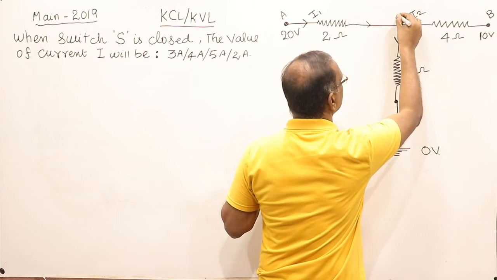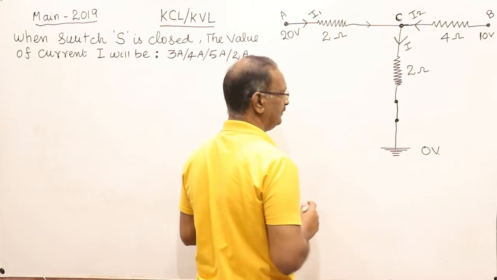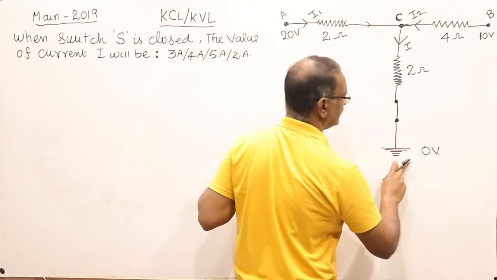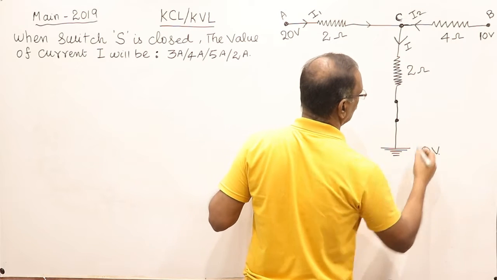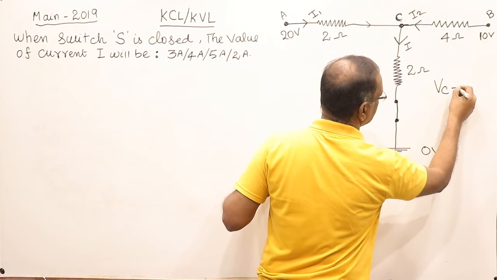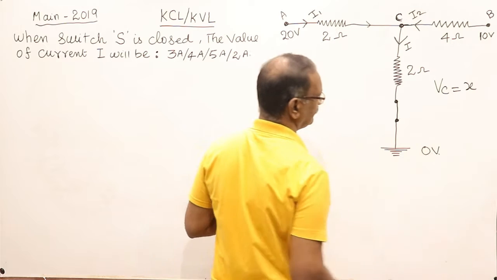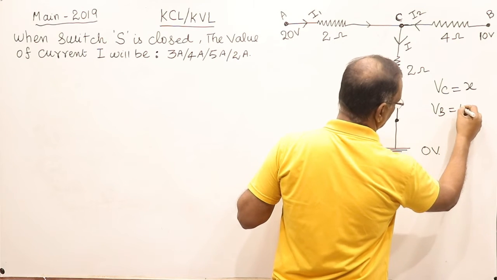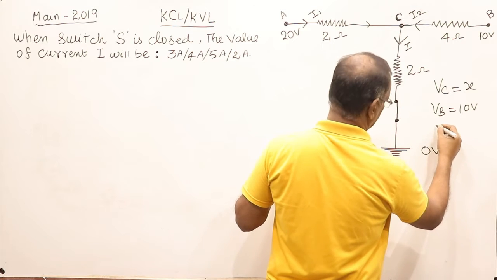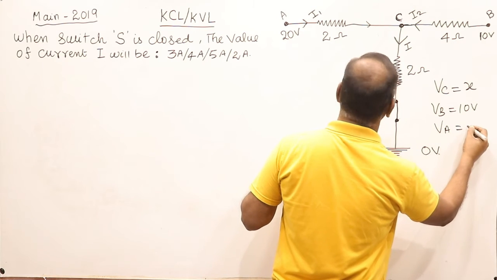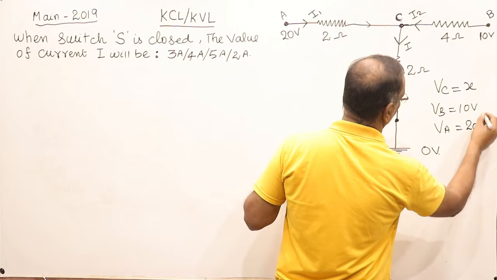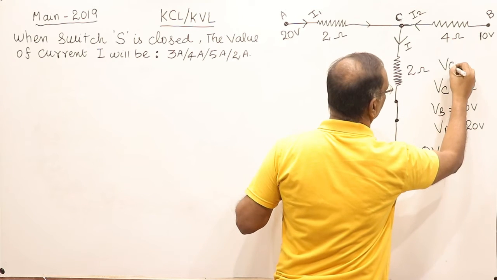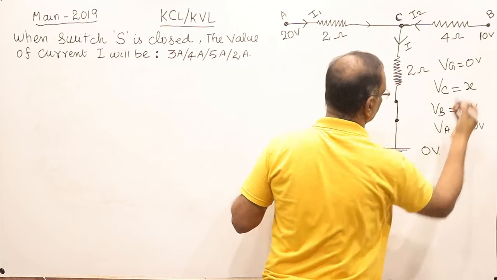This is junction C. The current will flow from here to here, and the ground is always at zero potential. It means here the voltage is zero. Voltage at C is equal to X volt, voltage at B is equal to 10 volt, voltage at A is equal to 20 volt, and voltage at ground is equal to 0 volt.